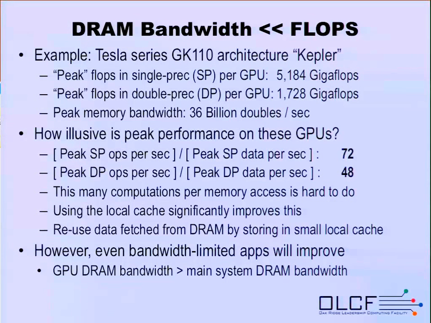So how elusive is peak performance on a GPU? I would say entirely elusive. You're going to have 72 operations per data access. And remember, data access means a read or a write. So 72 operations per read or write, to me, in a straightforward manner, is almost impossible. You have to go high order, as you heard earlier, and you also have to reuse data in cache. So, even in double precision, it's 48 operations per data access.